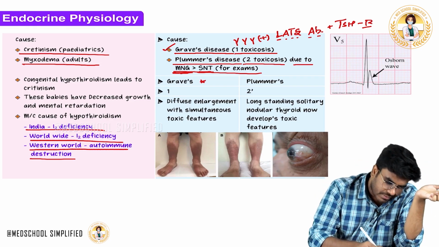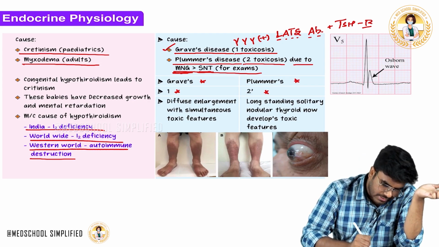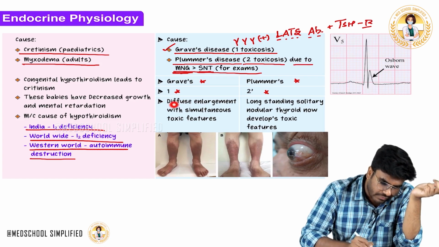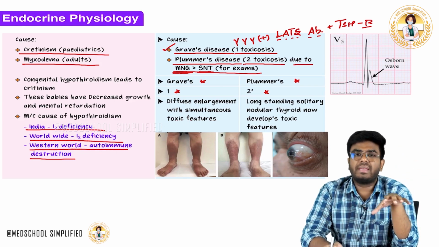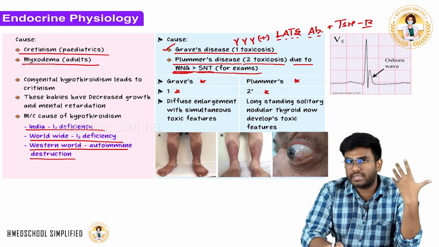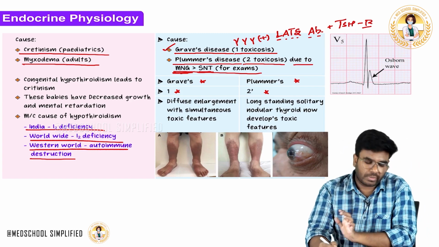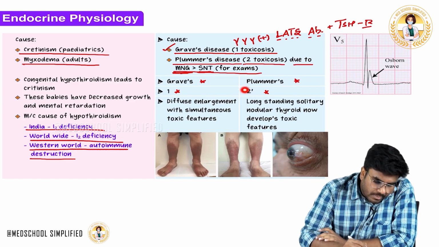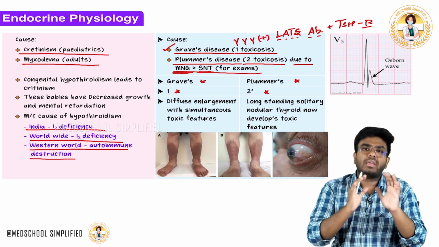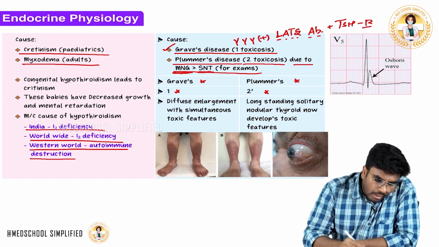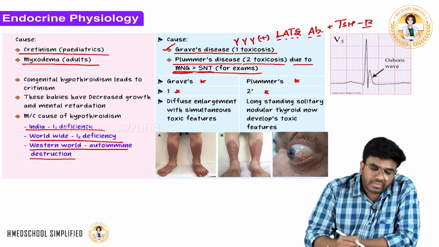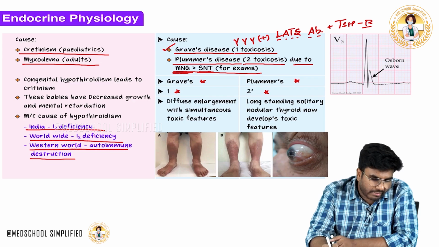Graves is an example of primary toxicosis. Plummer's is an example of secondary toxicosis. What is the difference between them? Primary toxicosis is a diffuse enlargement with simultaneous toxic features, all the hyperthyroid features seen at the same time. Plummer's disease is an example of secondary toxicosis: first there will be a long-standing solitary nodule, and later on the patient will develop the thyroid features.